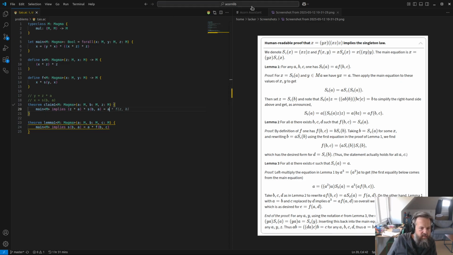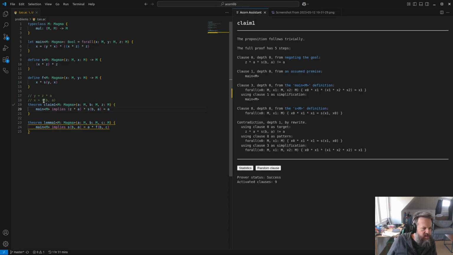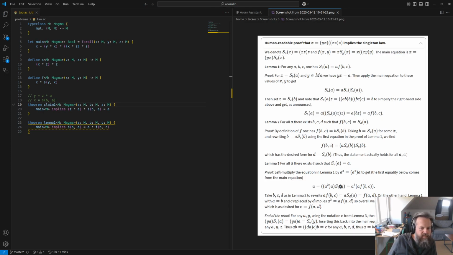If I want to get more information, this is where the assistant is useful. I can just click on the thing I don't understand, and then it explains what exactly it's doing. Okay, it uses the main definition. I use the definition of S, and then it does a rewrite. Okay, it rewrites this thing. All right, good enough.